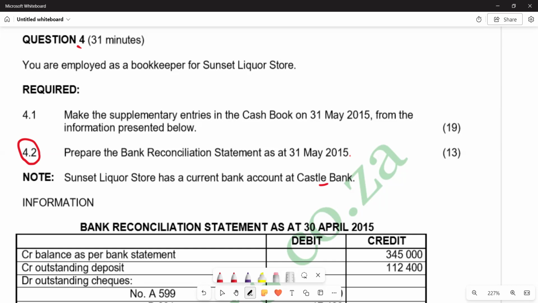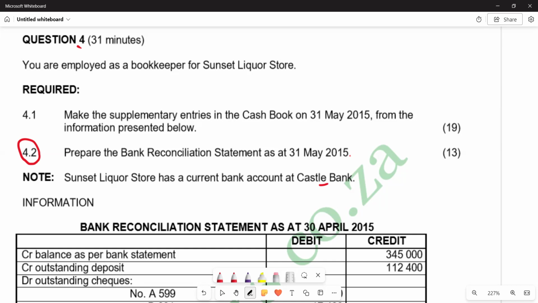So this is the situation that we have here. We are going to go through the question and try to identify the differences that prevail between the bank statement and the bank account in our ledger. Then we can prepare our bank reconciliation, deducing from the variances that exist between the two documents. So this is what we have.